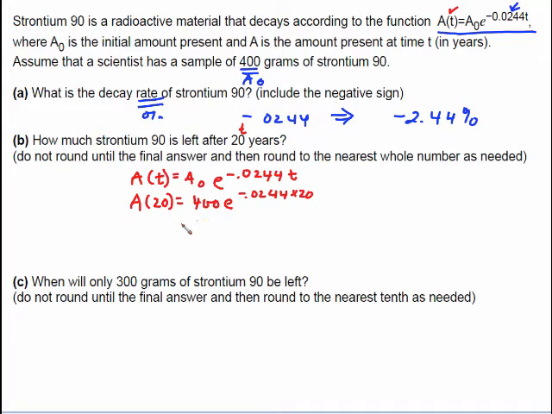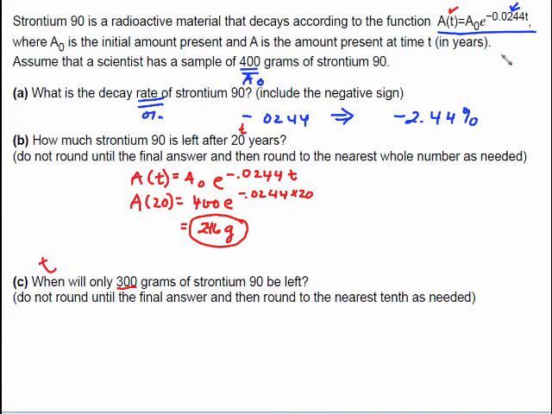So if you stuff all of that into your calculator, you will find that there are 246 grams left. So what this means is after 20 years, you'll still have 246 grams of this strontium-90. The next question asks something different. It says, when will you have 300 grams left? When means you are looking for t.